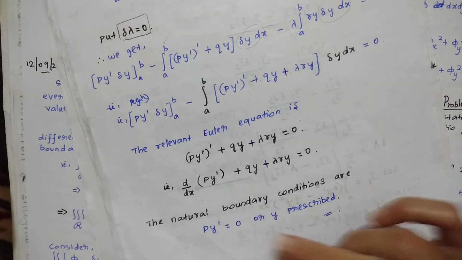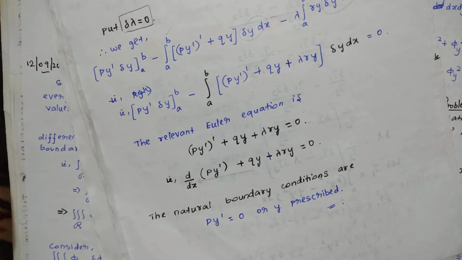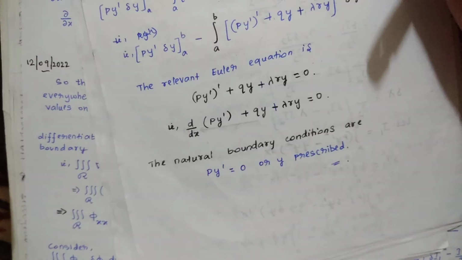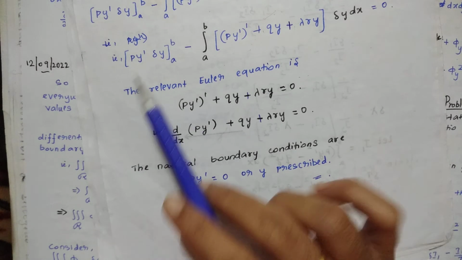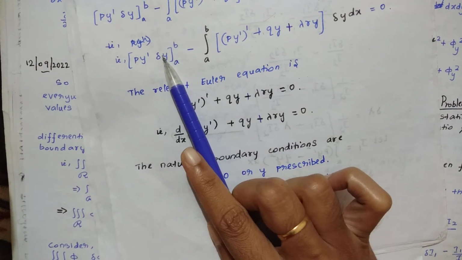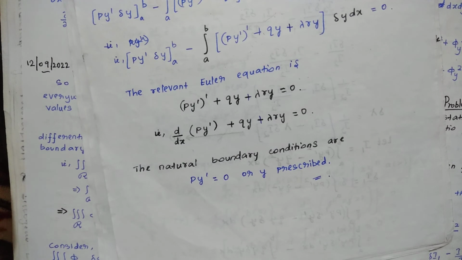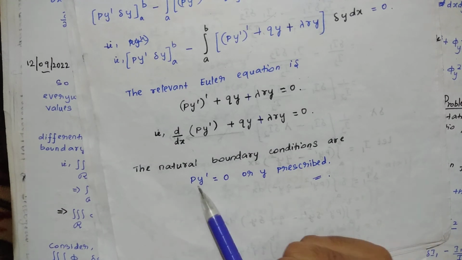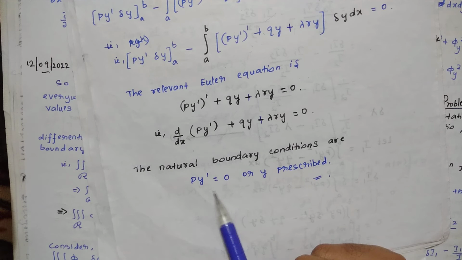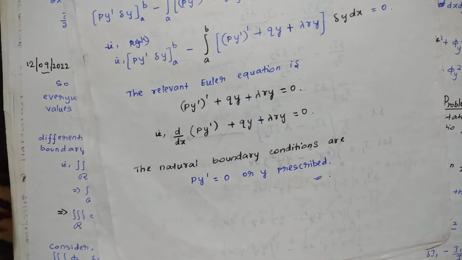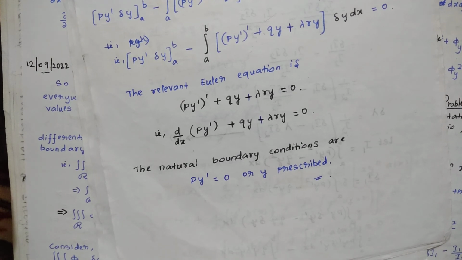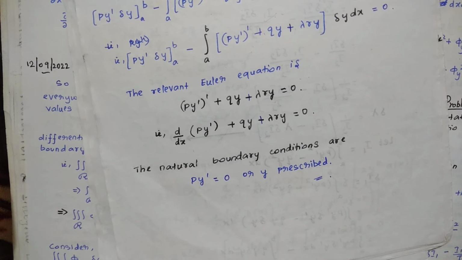Next our intention is to write the natural boundary conditions. You are taking this natural boundary condition from here. The coefficient of delta y is one of our boundary conditions. So here the natural boundary conditions are p y dash equal to 0 or y prescribed. So this is how you have to finish writing this theorem. I hope this is easy to learn. Thank you.